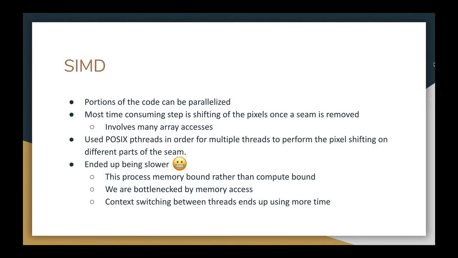Single instruction, multiple data. Portions of the code can be parallelized by having multiple threads working on them simultaneously. The most time-consuming step is the shifting of pixels once the seam is removed. We tried to use POSIX threads in order to multi-thread this process. However, this ended up being slower because the process is memory-bound rather than compute-bound, and we are bottlenecked by memory access.